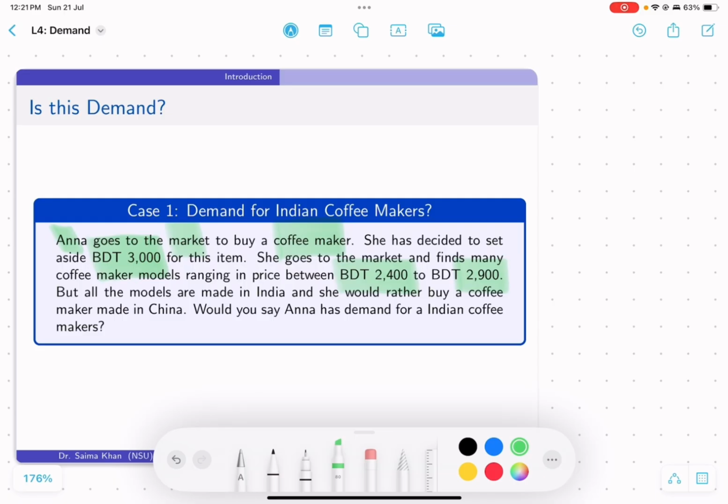However, this is the problem. She sees that all of them are made in India and she would much rather buy stuff that is made in China. So in that case, would you say that Anna's got demand for Indian coffee makers?